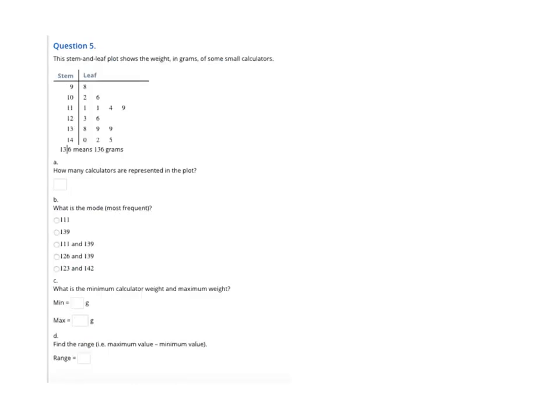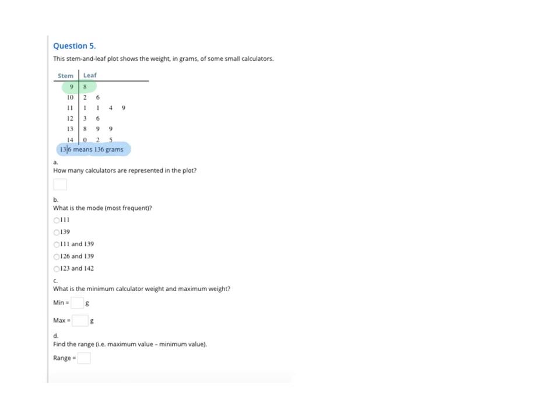Okay, the stem and leaf plot shows the weights in grams of some small calculators. Down here, it'll tell you what the key means. When the stem is there, that means the tens, and then the leaf means how many units. If I ask you how much that first calculator weighs, that top one, 98 grams. Good. Excellent.